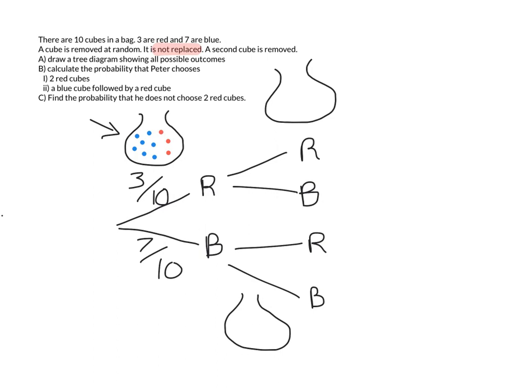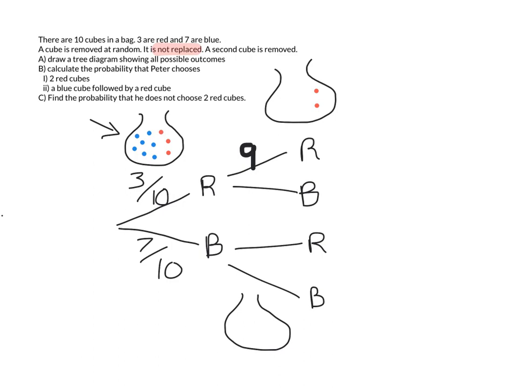Right, so this is where it gets a bit trickier because it's not replaced. So we have to think, in my second bag, if I've had 3 out of 10 were red, and I've already used a red, well, for a start, it's going to go down to 9. And it's also going to be 2 red. So we've already used one of those reds.